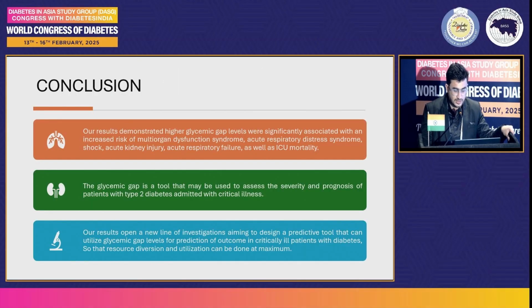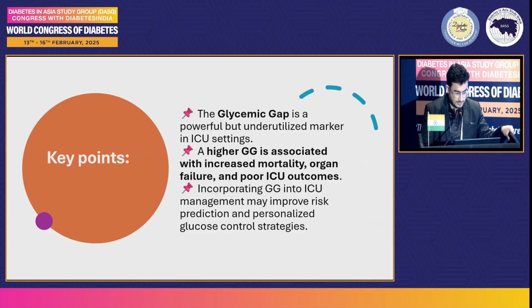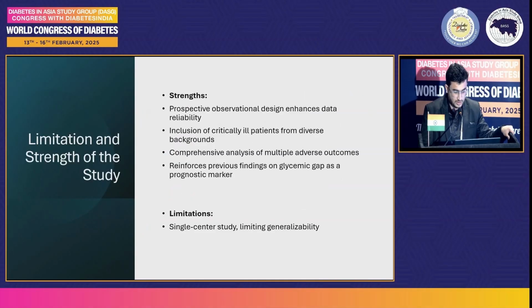Our results demonstrated that higher glycemic gap levels were significantly associated with increased risk of multi-organ dysfunction syndrome, acute respiratory distress syndrome, shock, and acute kidney injury. Glycemic gap is a tool that may be used to assess the severity and prognosis of patients with type 2 diabetes mellitus admitted with critical illness. Glycemic gap is a powerful but underutilized marker in ICU settings. A higher glycemic gap is associated with higher mortality, organ failure, and poor ICU outcomes.